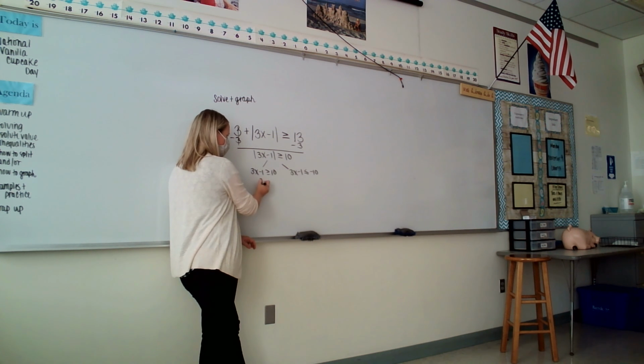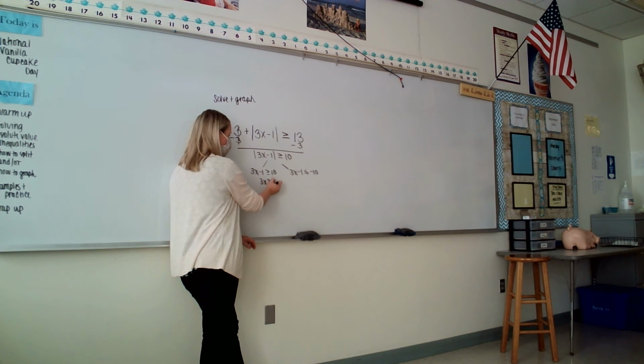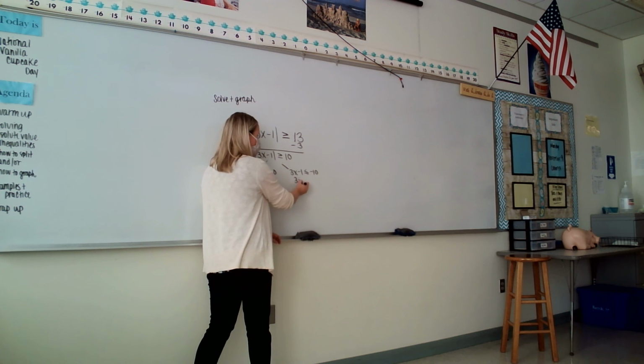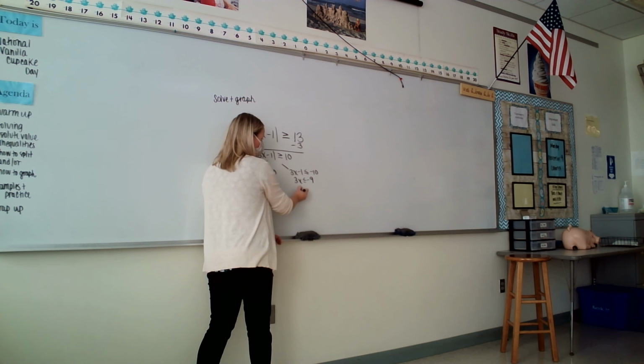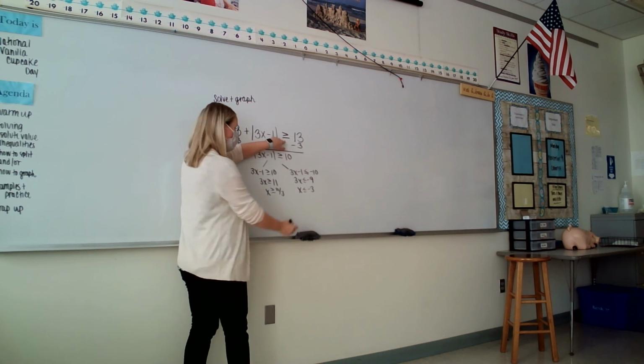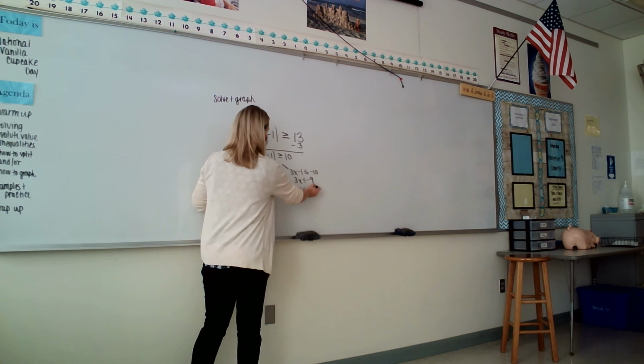Add 1 to both sides. 3x is greater than or equal to 11. So x is greater than or equal to 11 thirds. Fraction's fine. Sometimes I just made up kind of random numbers. In this case, when I add 1, that will give me negative 9. So x would be less than or equal to negative 3. So I put an or in between.